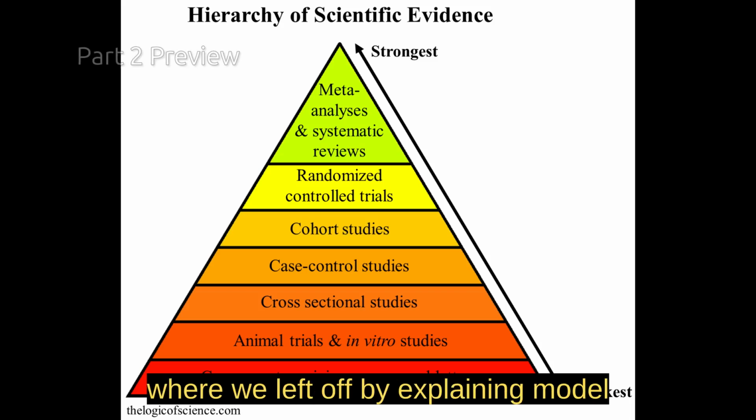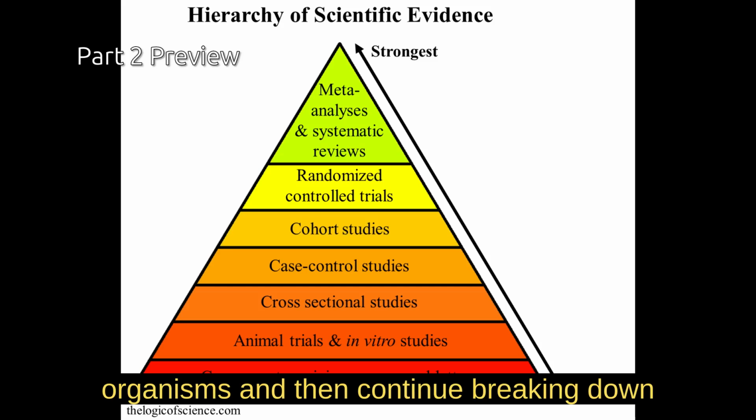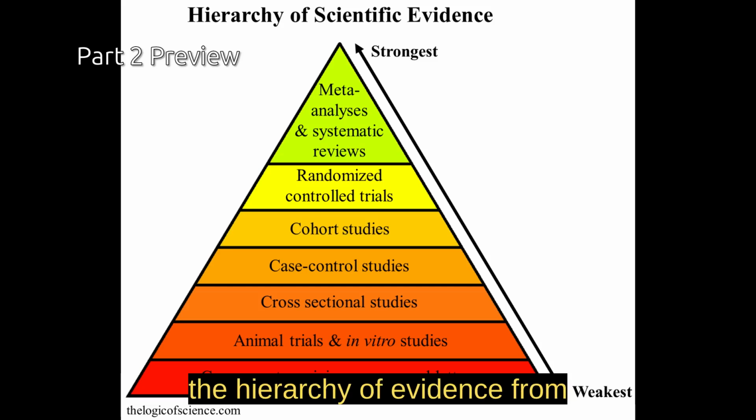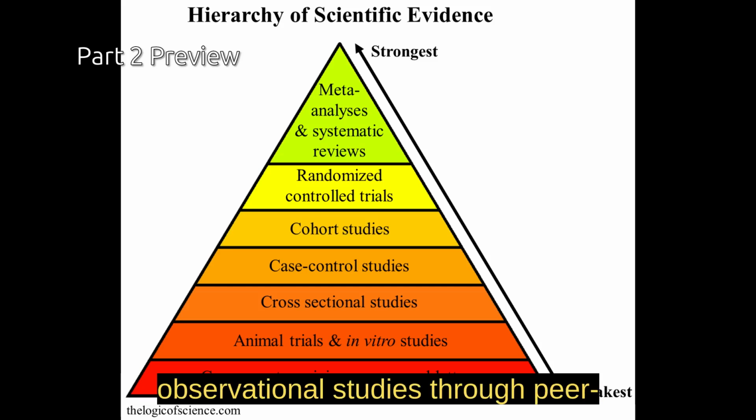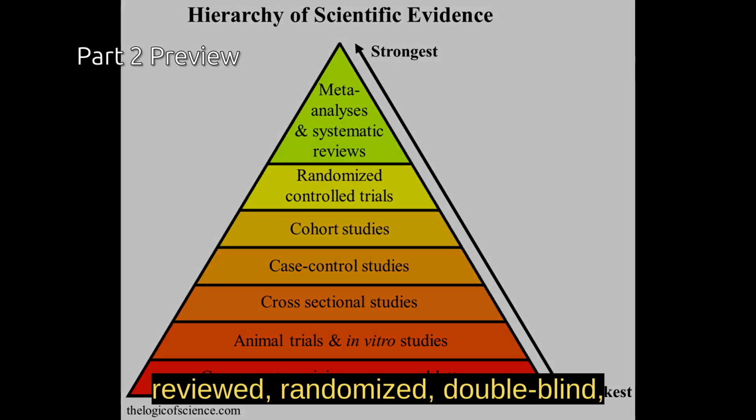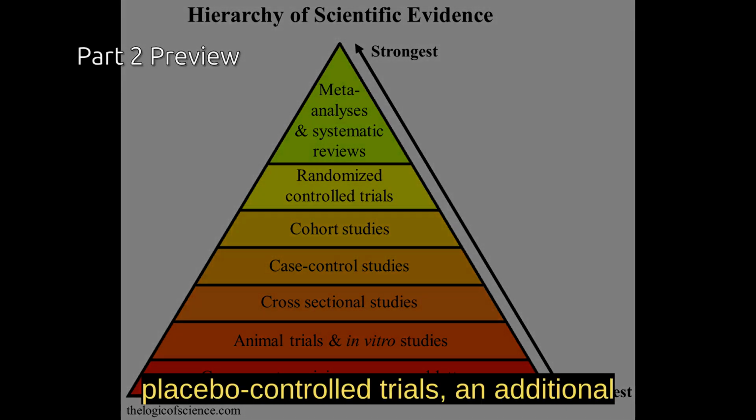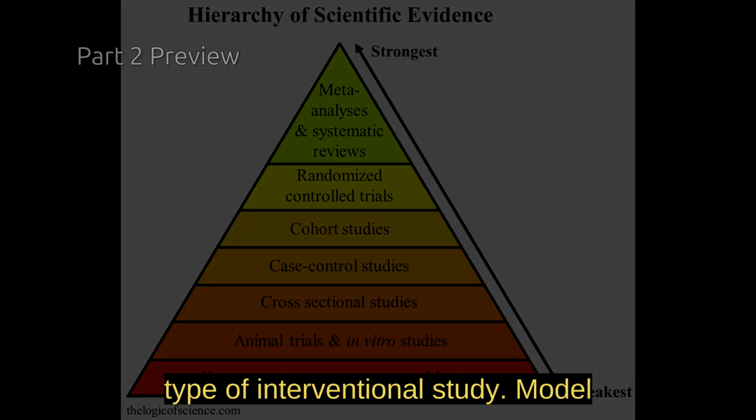Now in Part 2, we'll pick up where we left off by explaining model organisms and then continue breaking down the hierarchy of evidence from observational studies through peer-reviewed, randomized, double-blind, placebo-controlled trials, an additional type of interventional study.